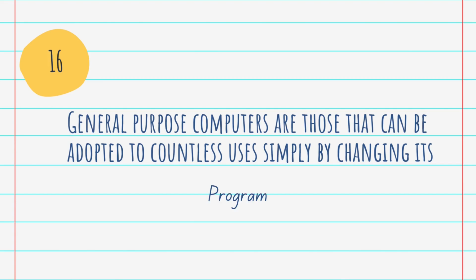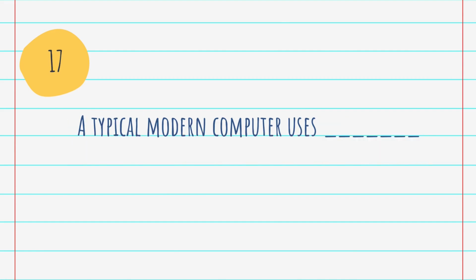Answer is program. A general purpose computer is a computer that is designed to be able to carry out many different tasks. Examples of this type of computer are desktop computers and laptops. And simply by changing its program, you can adapt these computers to countless uses.